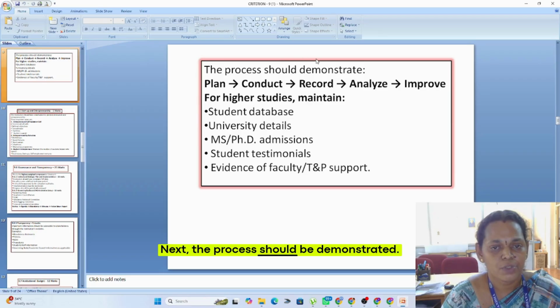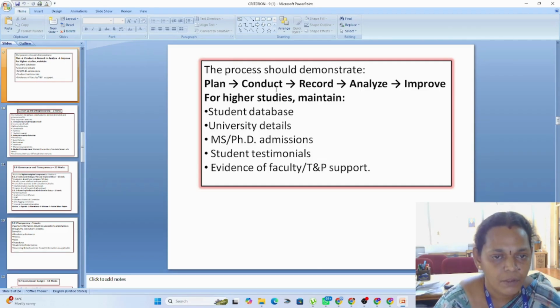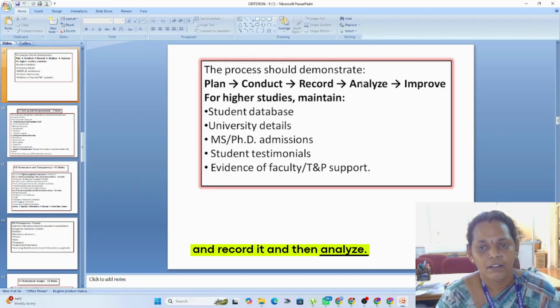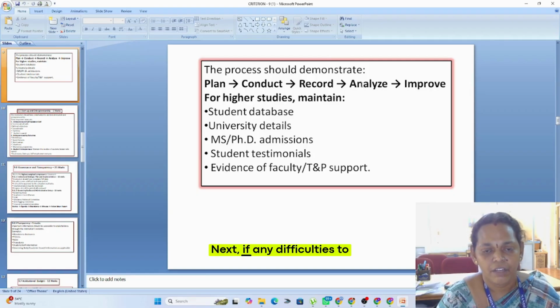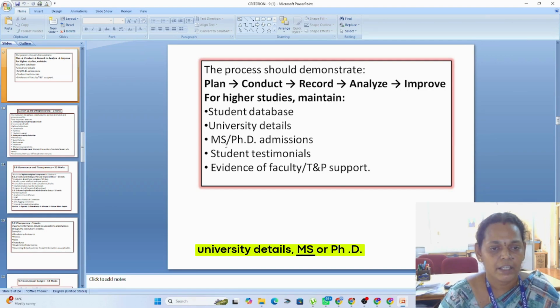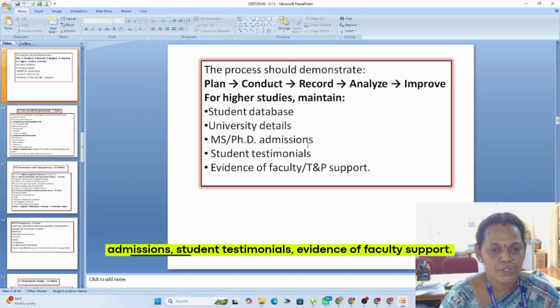Next, the process should be demonstrated: first plan and conduct the program, record it, and then analyze. Next, if there are any difficulties, improve the others. For higher studies, maintain a student database, university details, MS or PhD admissions, student testimonials, evidence of faculty support.